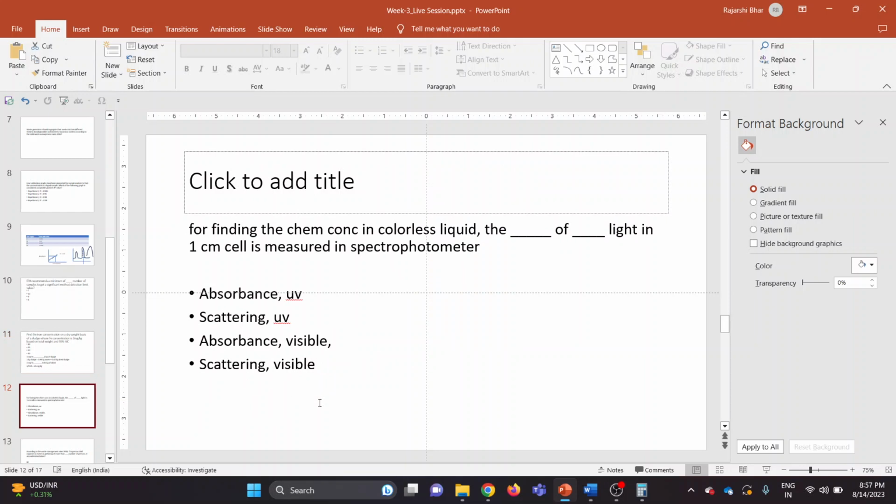The next question was about finding the chemical concentration in a colorless liquid. The first blank is absorbance of UV light. The next fill in the blank is UV light, in a 1 centimeter cell, this 1 centimeter cell being known as a cuvette, measured using a spectrophotometer.